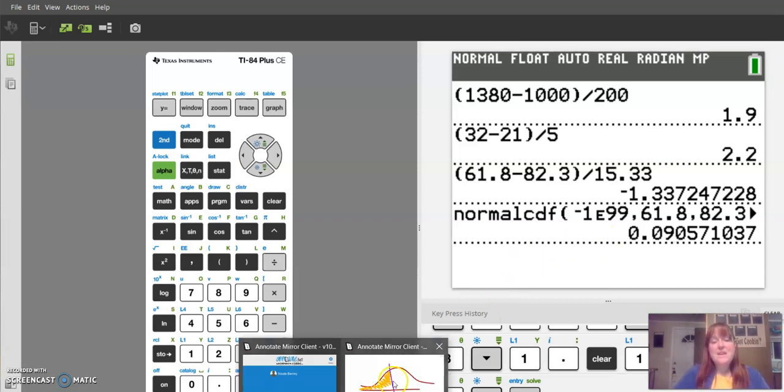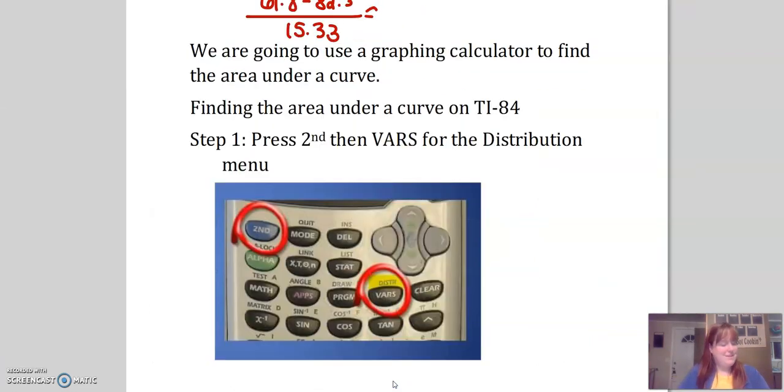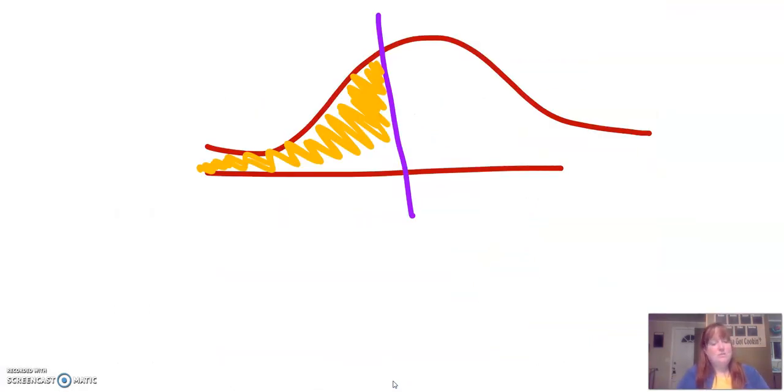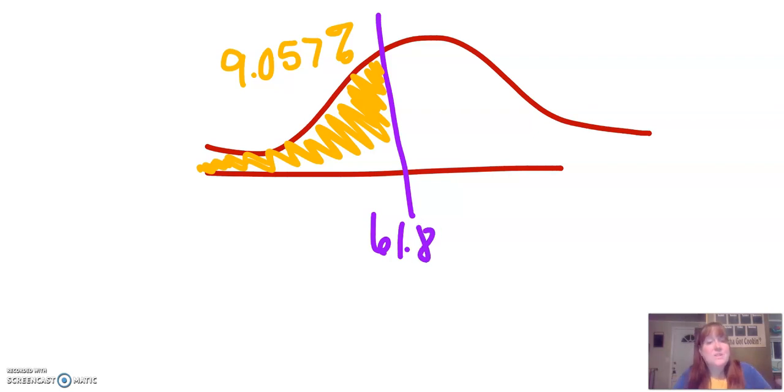So, in conclusion, I already forgot. Okay, I was right. 9.057% of gorillas have their weight below Sasha's weight of 61.8. So if we asked what percentile is Sasha in, well, she's in the 9th percentile because about 9% of gorillas have a weight that's smaller than her. Therefore, about 91% of gorillas are actually heavier than her.